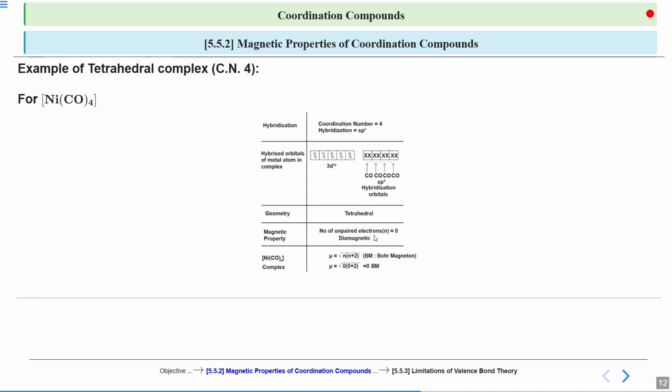So if you want to find the magnetic moment using the magnetic moment formula in Bohr magneton units, we get a magnetic moment value equal to 0 Bohr magneton for this Ni(CO)4 complex. So the magnetic property it is showing is diamagnetic due to the absence of unpaired electrons in it.